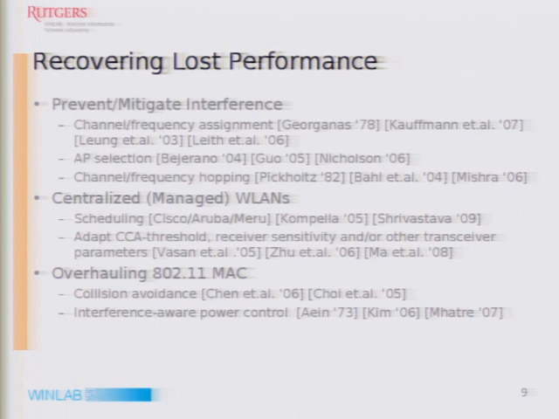And more towards the wireless LAN side, there are AP selection and load balancing studies, where you try to distribute your load so that your interference is evened out. And similarly, an older technique, channel and frequency hopping, is another technique where you make these access points or interferers hop across a certain number of channels so that you can even out the interference. And on the centralized wireless LAN side, people were looking at scheduling and transceiver parameter optimization based on this centralized knowledge and the wireless LAN switches.